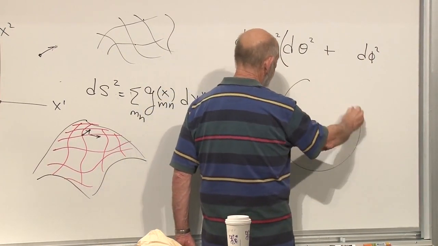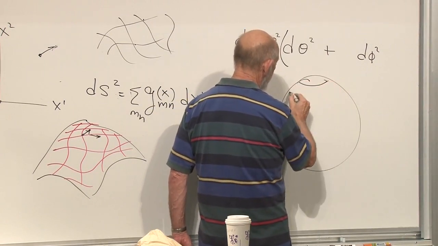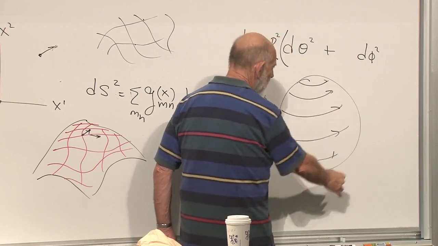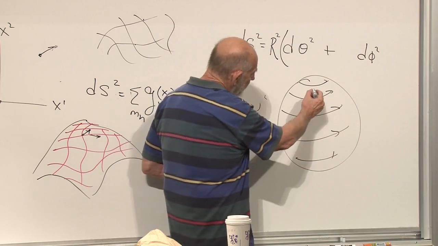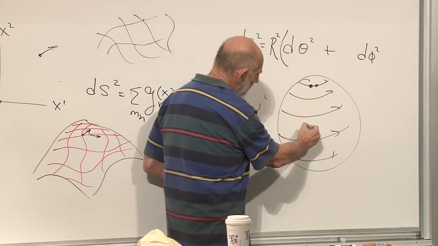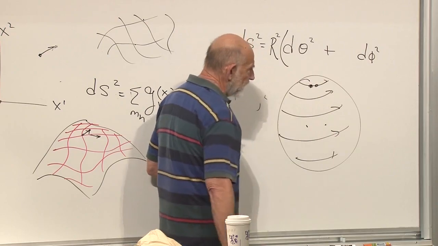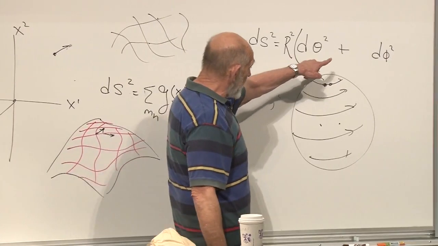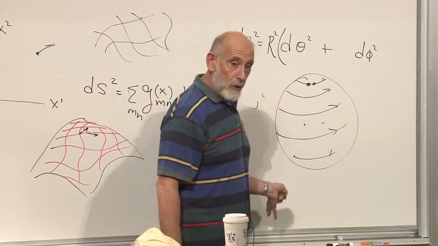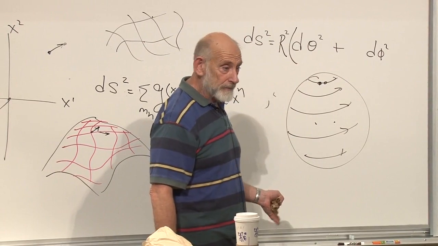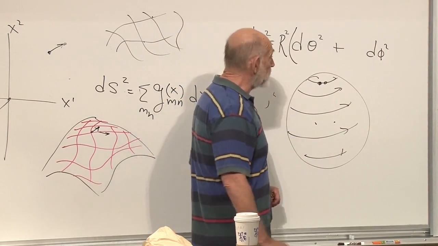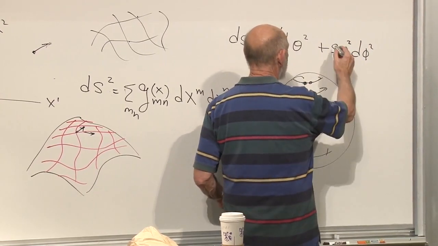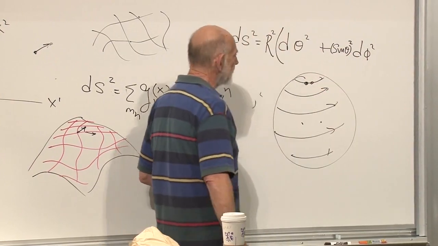If you look at the Earth, phi goes this way, theta goes this way. A given amount of d phi can be a big distance if you're near the equator, and the same amount of d phi is a small distance near the North Pole or the South Pole. So there's something else that goes in here which has to do with how close to the North Pole or South Pole you are. Sine theta? Sine theta squared. Not sine of theta squared, but sine squared of theta.